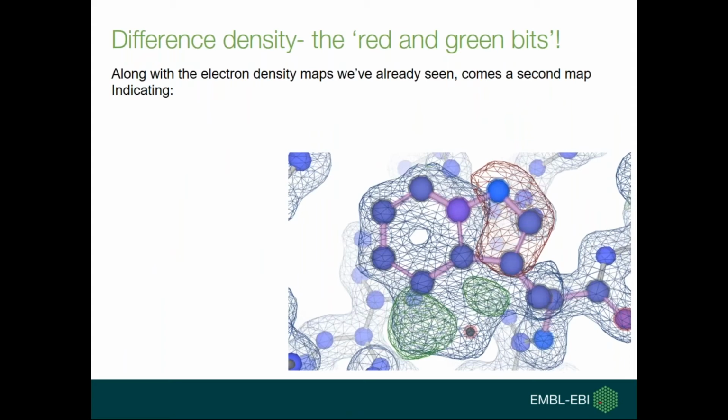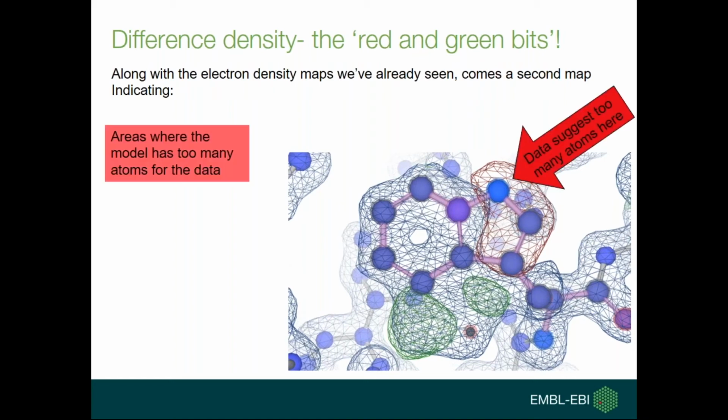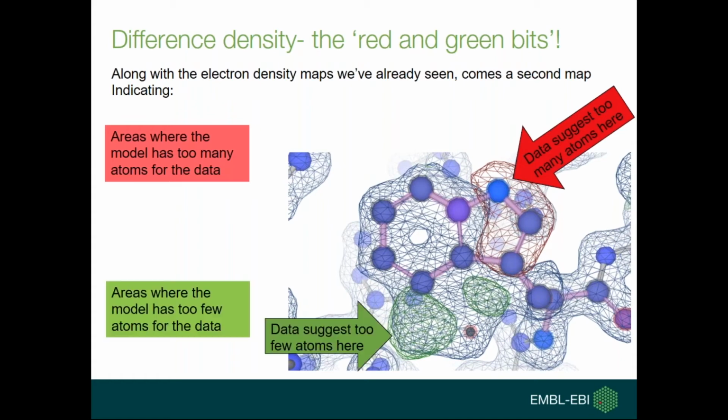So you may have seen on some of those electron density images that not only is there a blue map for the electron density, but there are some red and green bits as well. Along with the density map, there's a second map which indicates in red those areas where the model has too many atoms for the data, and in green those areas where the model has too few atoms for the data. So the green suggests that it wants more atoms in that part of the model, in that part of the map, and the red bits say there are too many atoms here, I don't want them here.